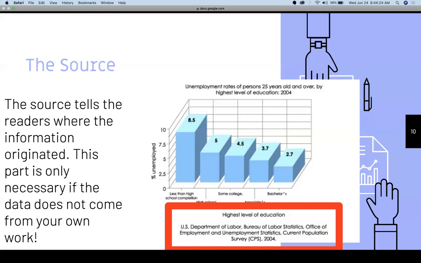However, if the data is your own, right? Let's say we're doing an experiment and we're measuring certain data points, right? That would be okay not to have a source, right? Because it's your own data, it's your own experiment, and it's your own result. So that's perfectly okay not to cite anything there.